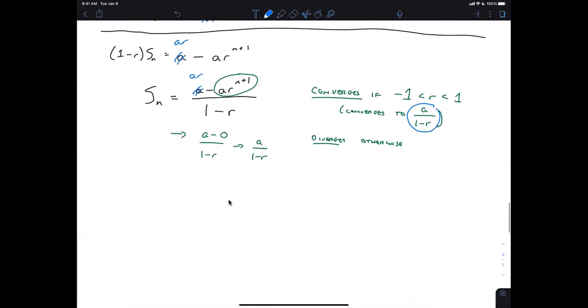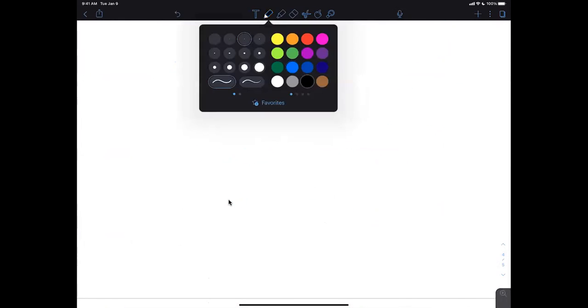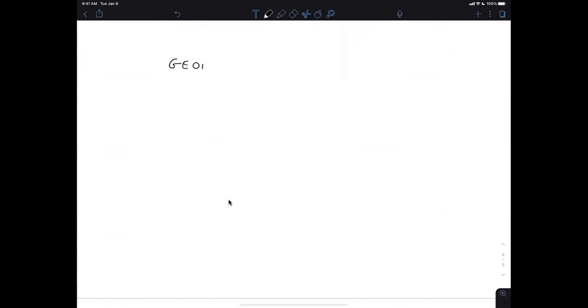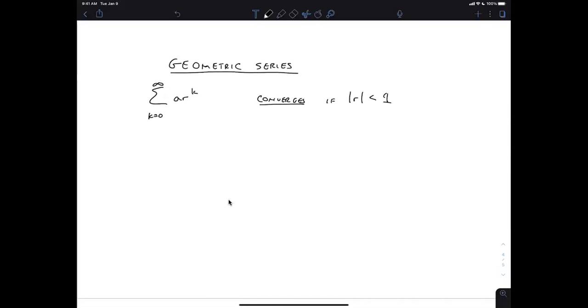So we have this big result that for geometric series, if you have the sum k equals 0 to infinity of AR to the k, we know that it converges if, and now the most compact way to write that is if the absolute value of r is less than 1. But that's saying that r is between 1 and -1. So that's just a different way to write that r is between 1 and -1.